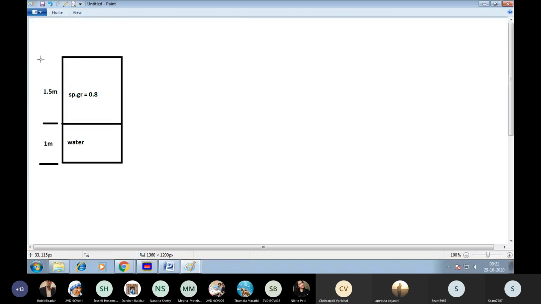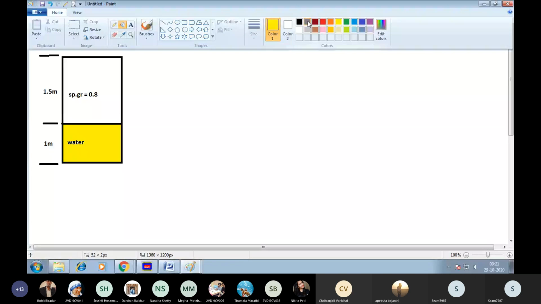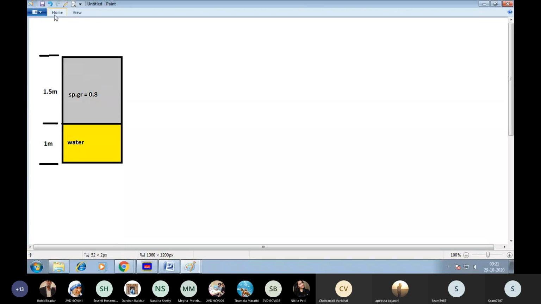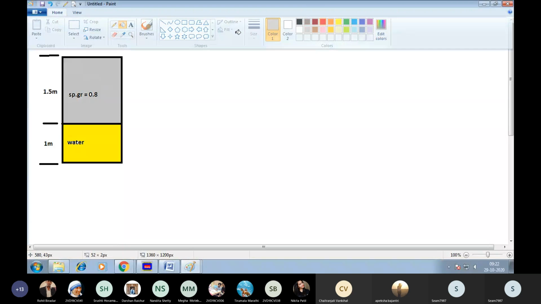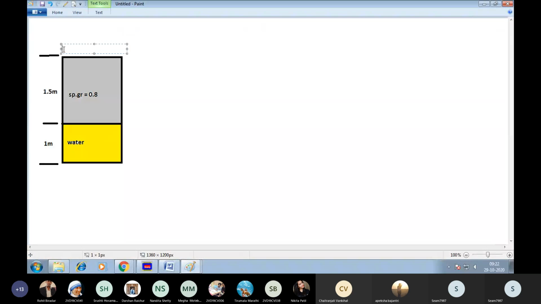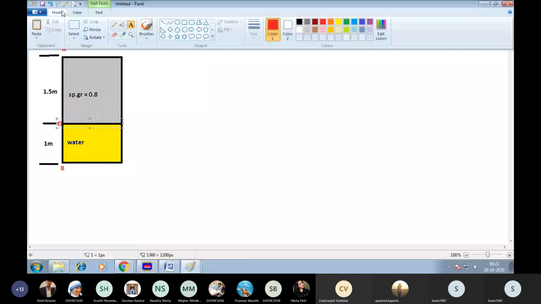So now you have to calculate the pressure exerting at different points. Identify the points. So these are the two liquids. Let me take this as point A, this as B, and this as D.